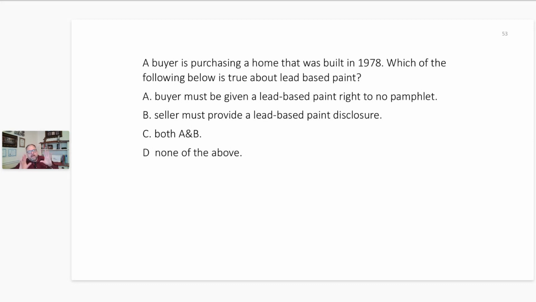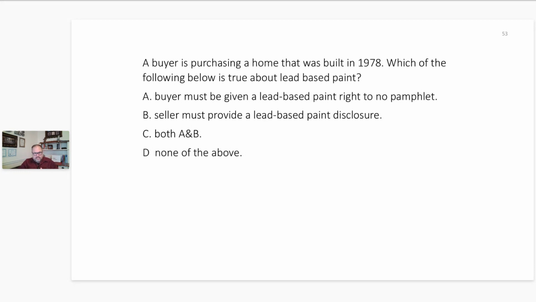You got to think about how these test writers can appropriate this. I put these type questions in there because I want to condition you. I want to train you on this. Read the question again. A buyer is purchasing a home that was built in 1978. When was lead-based paint banned? In 1978. Okay. So what does the law say about lead-based paint?